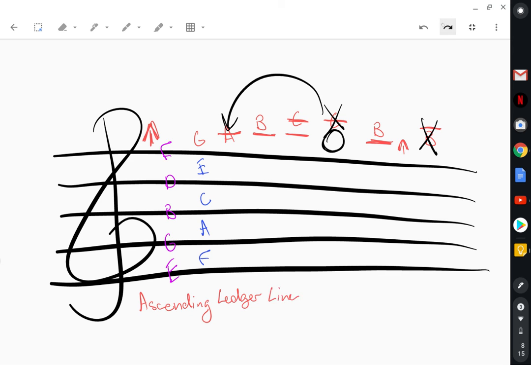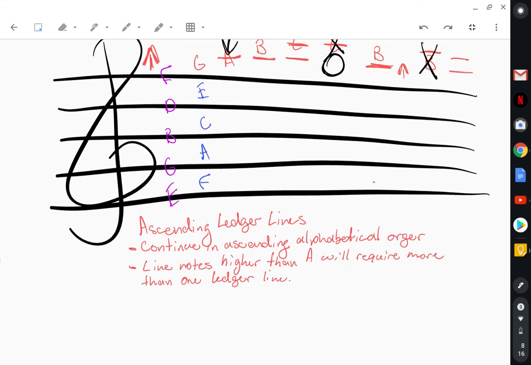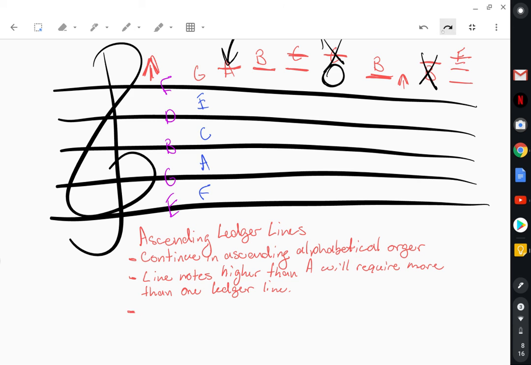So let's just review here. Our ascending ledger lines continue ascending alphabetically above the staff. Line notes higher than the note A are going to require more than one ledger line. And then the last note that we had, ascending space notes will be placed above the ledger line and not below.